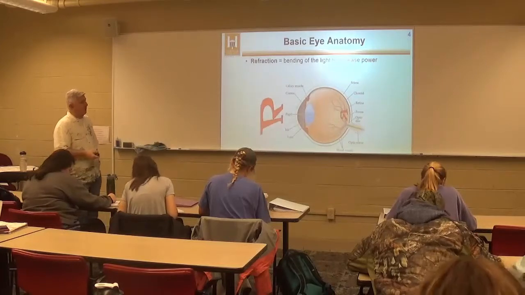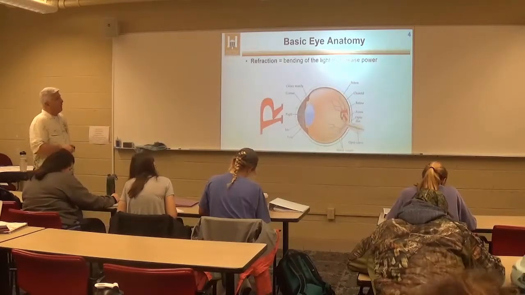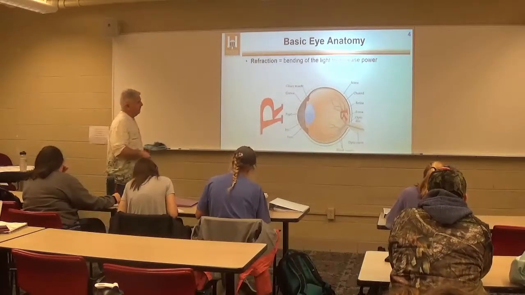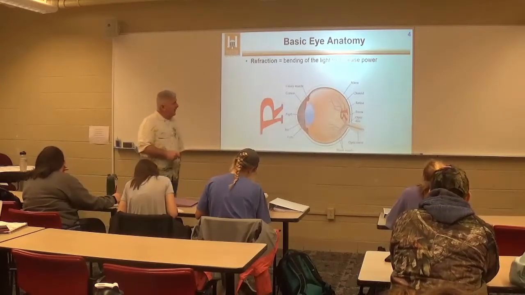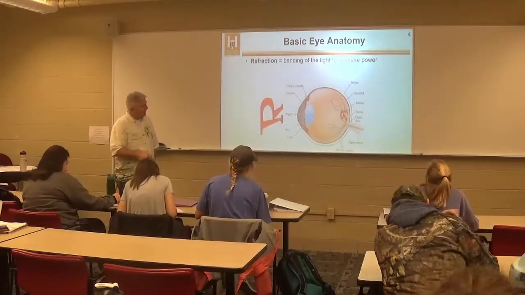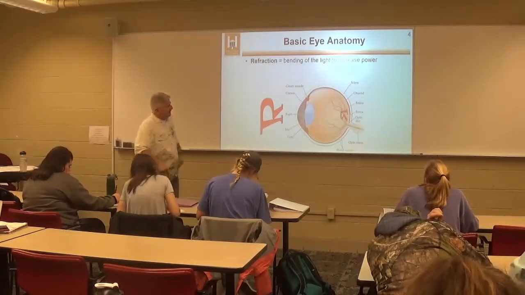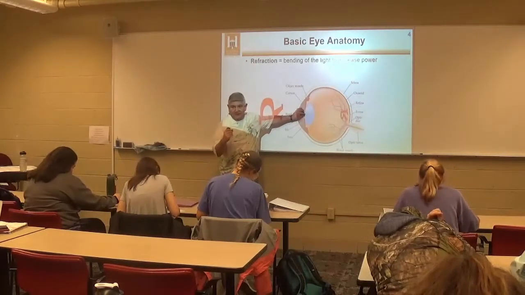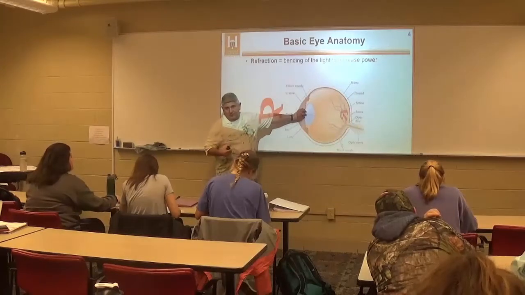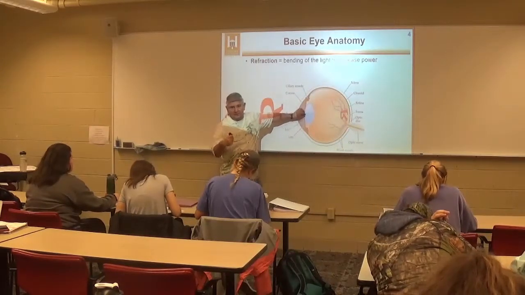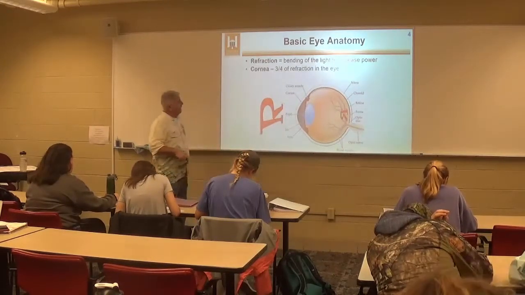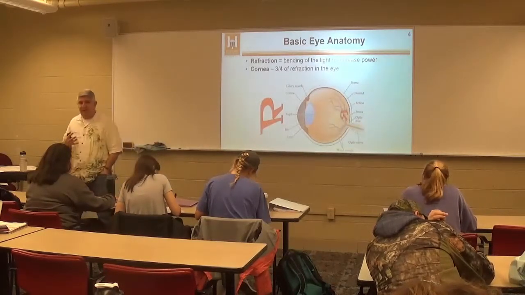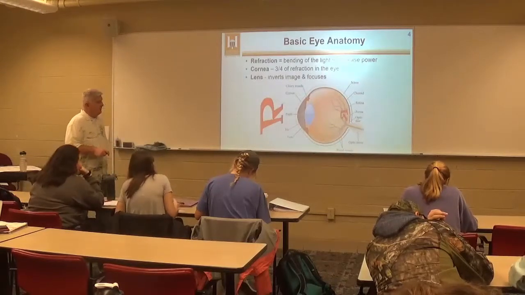So we need to understand a little bit about properties of light. We have the ability to bend light and magnify light and focus light. Refraction is where the cornea takes light coming in and focuses it to increase the power. It's almost like a magnifying glass, if you will. The cornea does about 3/4, the majority of the refraction of the eye. And then the lens does the rest.